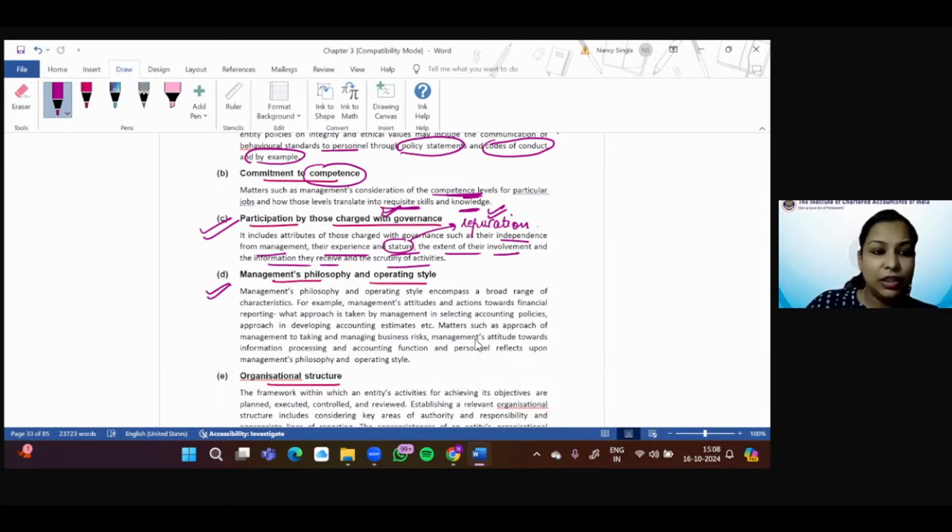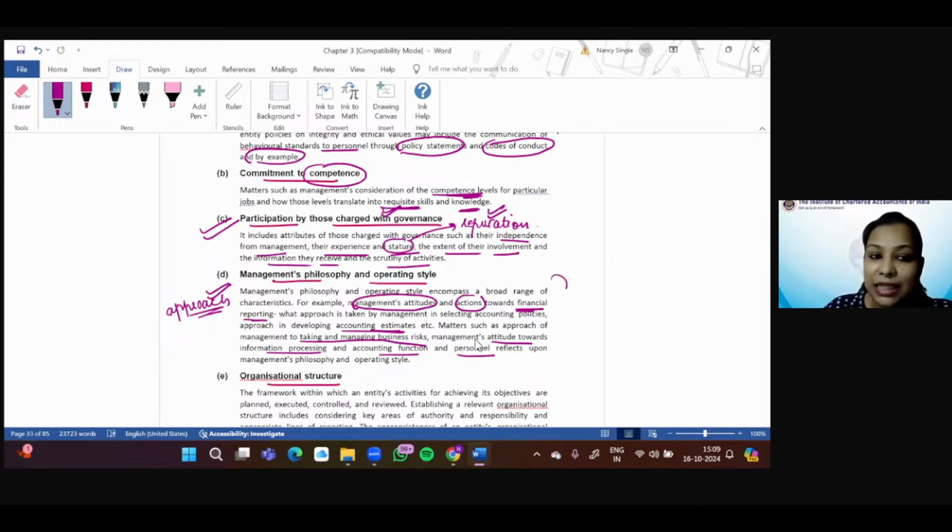So it basically talks about management action. See, it is about the management attitude and the management action towards financial reporting. So basically the approach of the management towards the selection of accounting policies, approach towards the development of accounting estimates, approach towards taking and managing business risk, their attitude towards information processing and accounting function and personnel. So basically the management philosophy and operating style.